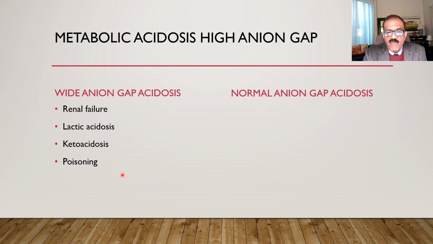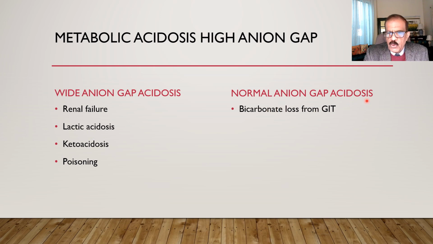Of course, if we take the clinical context, you may already be suspecting renal failure. You may already be suspecting diabetic ketoacidosis. But from the electrolytes also you can figure out that one of these conditions is present, and then specific tests would be done. For example, if you suspect lactic acidosis, then serum lactate would be measured.